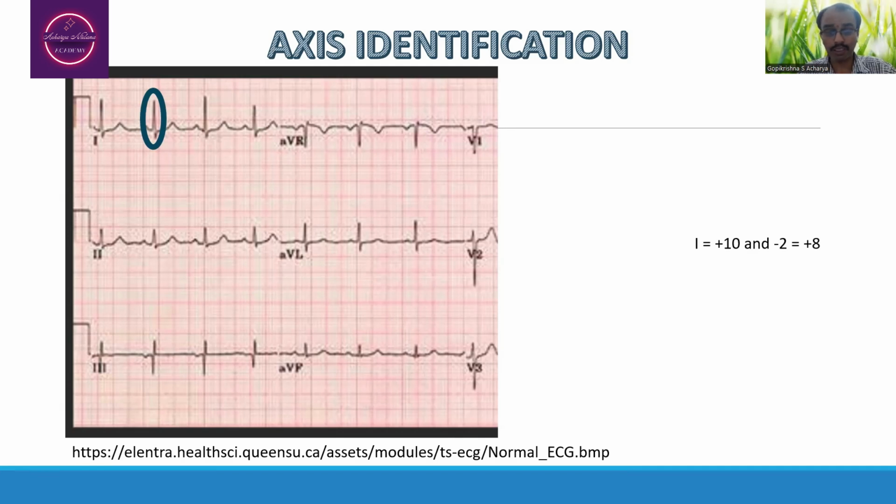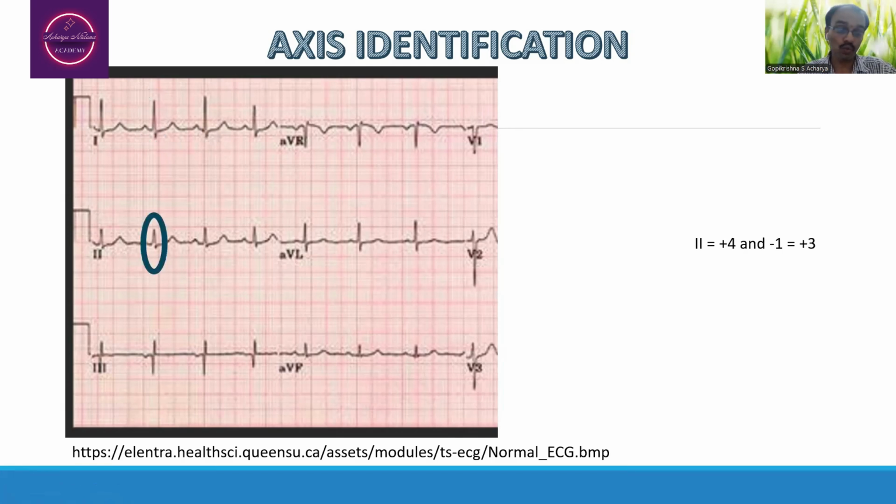When you think about lead 1, the positive deflection is 3 plus 5 plus 2, that is almost 10 or 11. Whereas the negative deflection is around 2 small squares. So the total algebraic sum of this deflection in lead 1 will be plus 8.